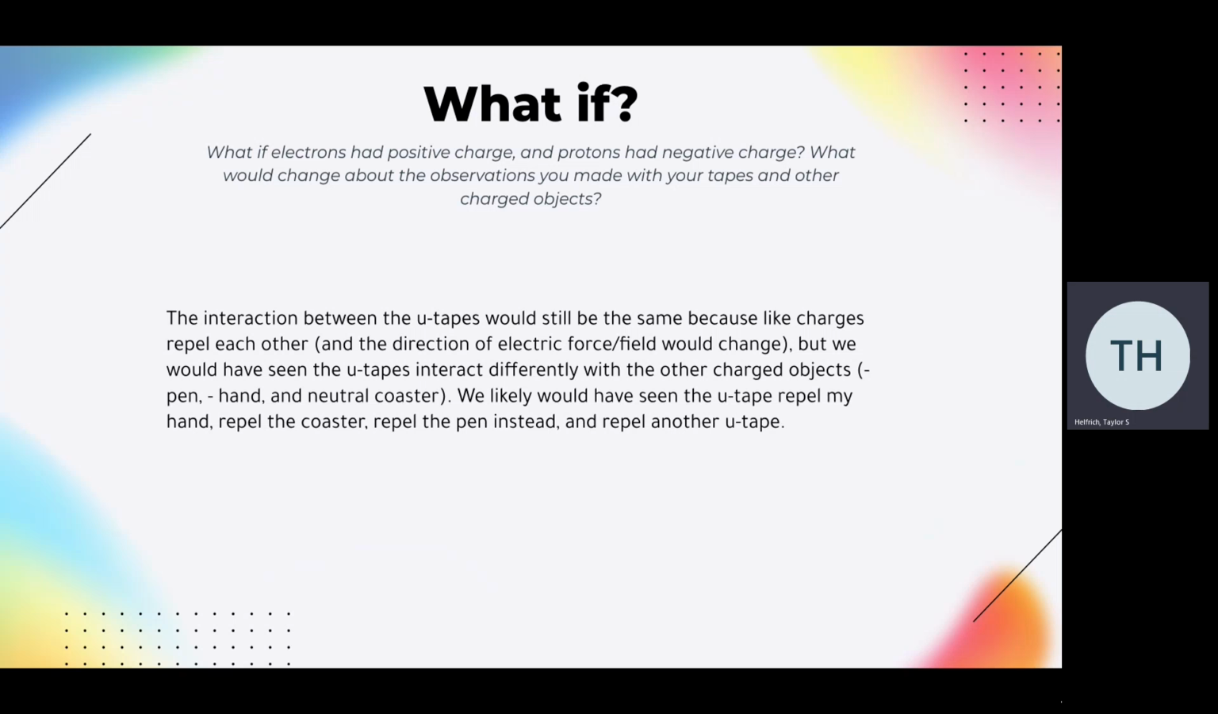And so to answer the what if question, we see that the interaction between the U-tapes would still be the same if electrons had a positive charge and protons had a negative charge, but the direction of electric force and field would change, but we would have seen the U-tapes interact differently with the other charged objects, meaning that they would have repelled the hand, coaster, and the pen, as well as the other U-tape.